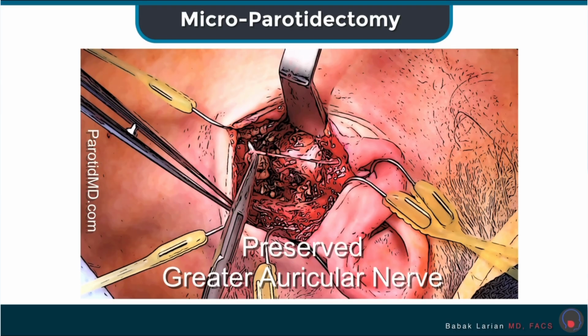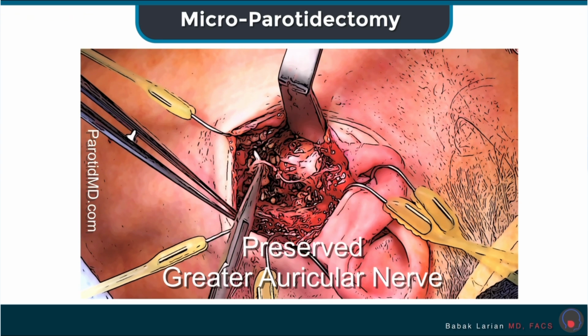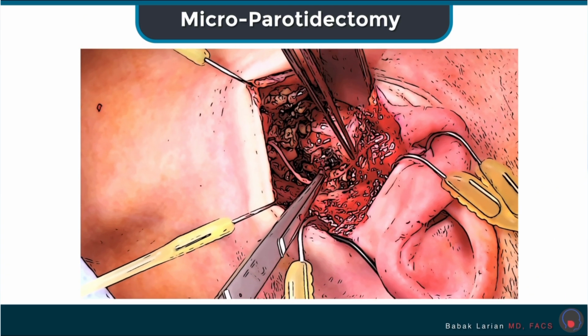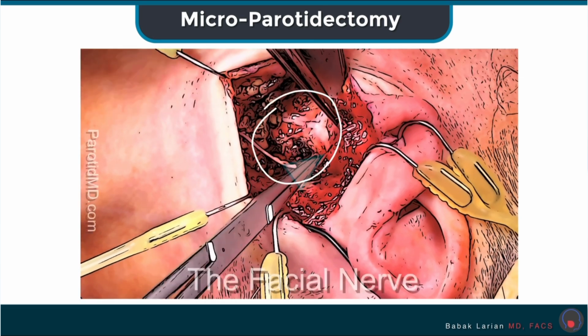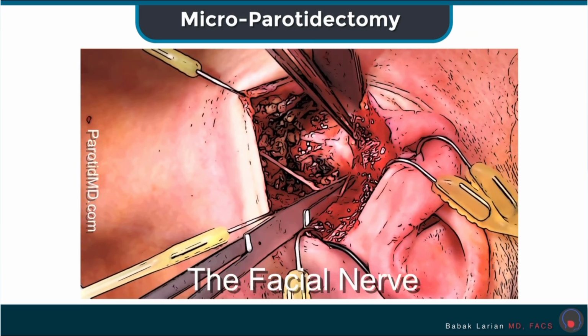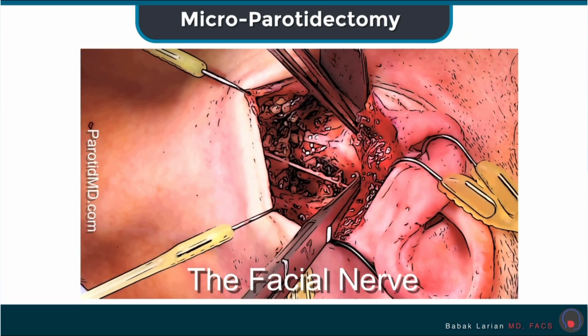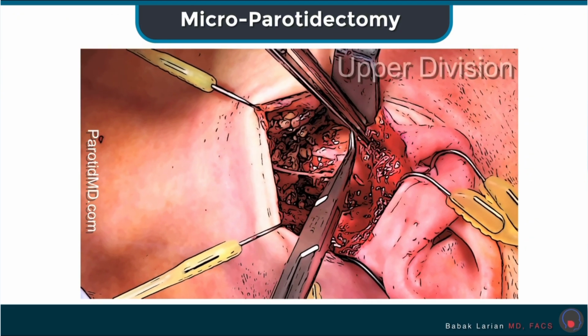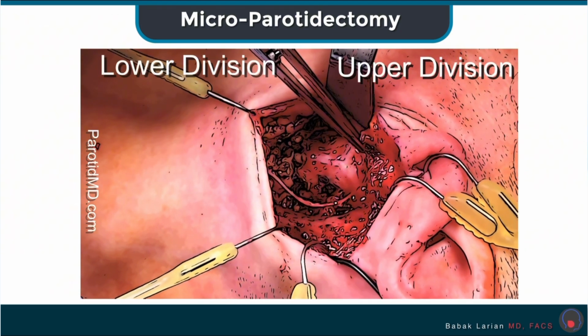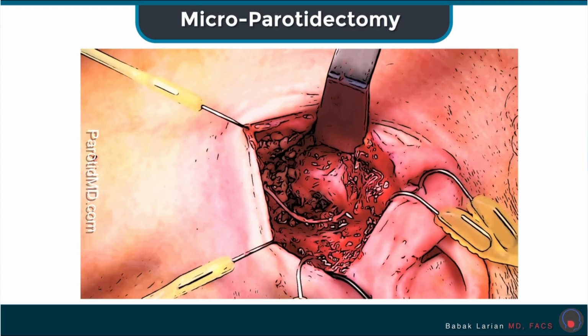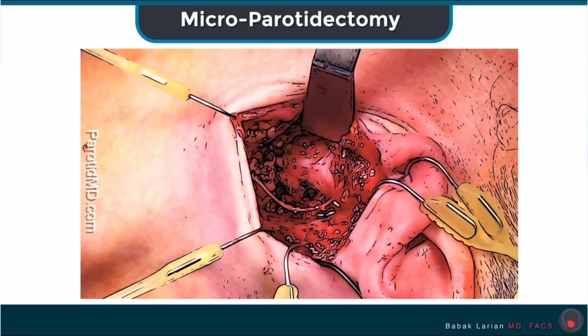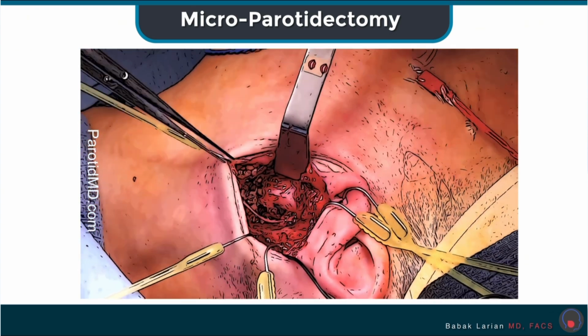And this video also shows the same thing, surgery done through the micro-parotidectomy approach. At the beginning, I'm showing you the greater auricular nerve, the nerve that goes to the earlobe, that was preserved. And then, more importantly, this is after the tumor was removed. The tumor was in this area that was removed, but you can see the facial nerve coming out of the skull right there, and then dividing into the upper division and the lower division. So it's branching out, and I can see those branches very well.